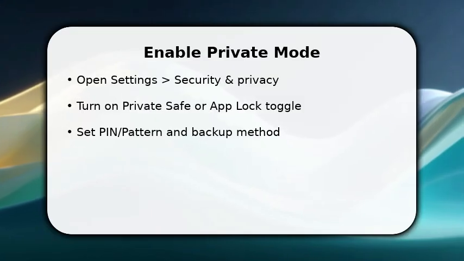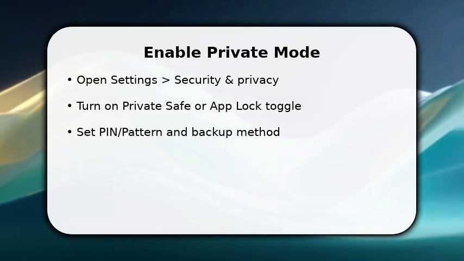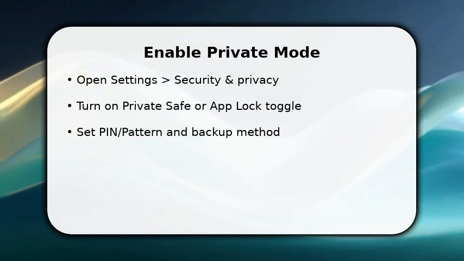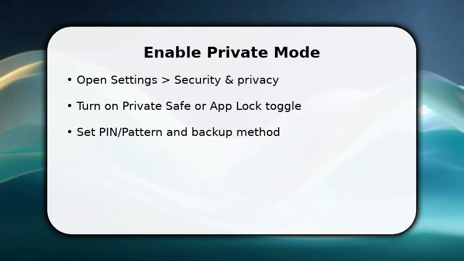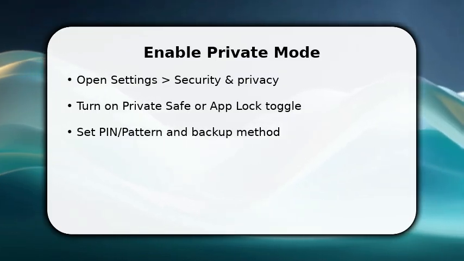You start by enabling the phone's privacy features so hiding apps is secure. Go to Settings, tap Security and Privacy, then open Private Safe or App Lock. This protects hidden items with a PIN or pattern.